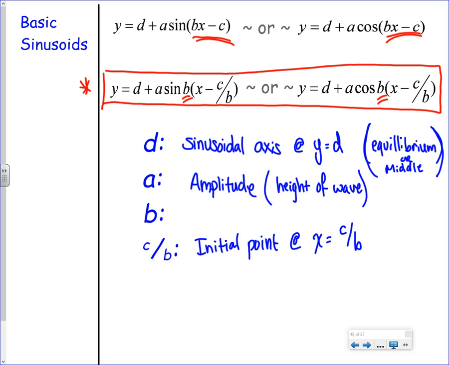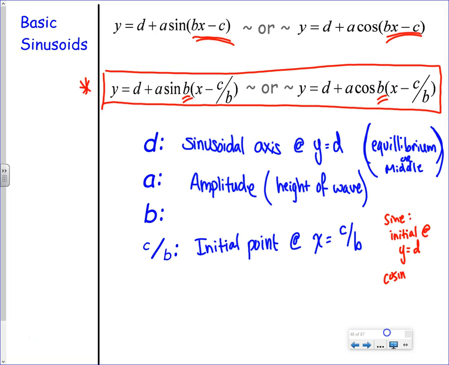So, quick reminder. If we have sine, initial is at y equals d. It's going to be at the middle. It's going to be at the equilibrium. You start from the middle, and then you flick the sheet up to get the height, and then it comes back down for how low it goes. Sine is going to start at y equals d.